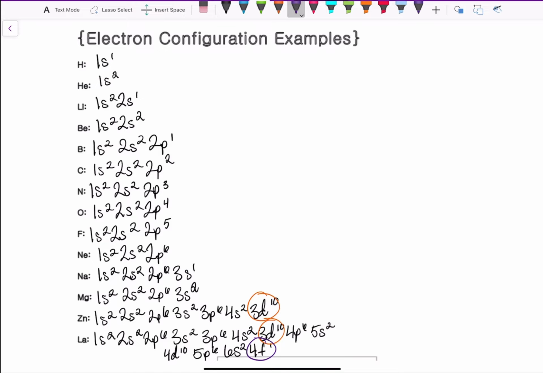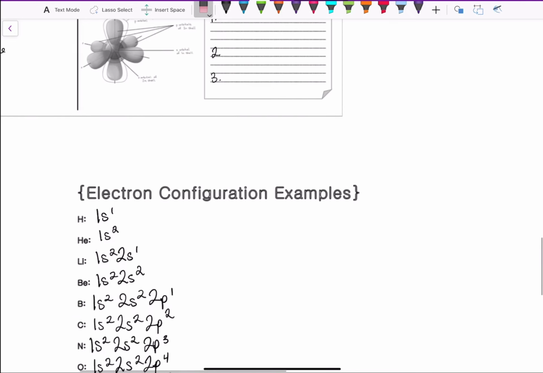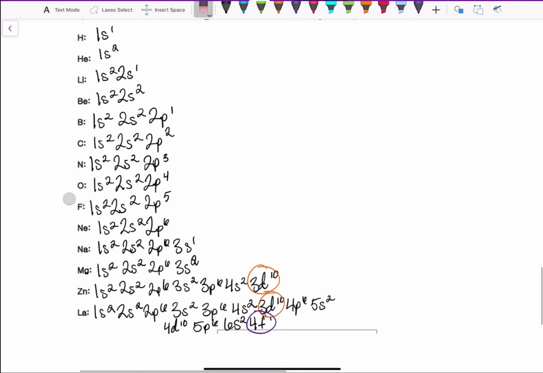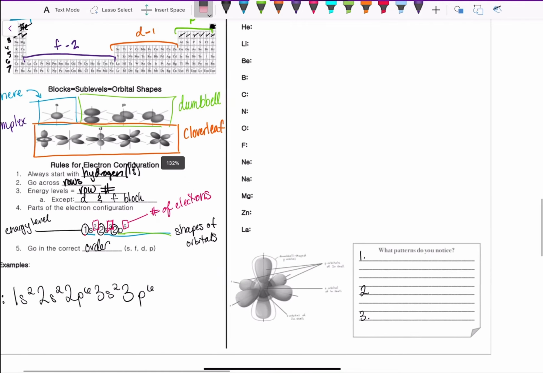And the last thing that you did, you wrote down some patterns. So they could be anything that you wrote down. Maybe you noticed that every single one of these starts with a 1 or a 1s, or that every single time the electron configuration gets larger. That's fine. Those are all great patterns. It's whatever helps your brain remember it.